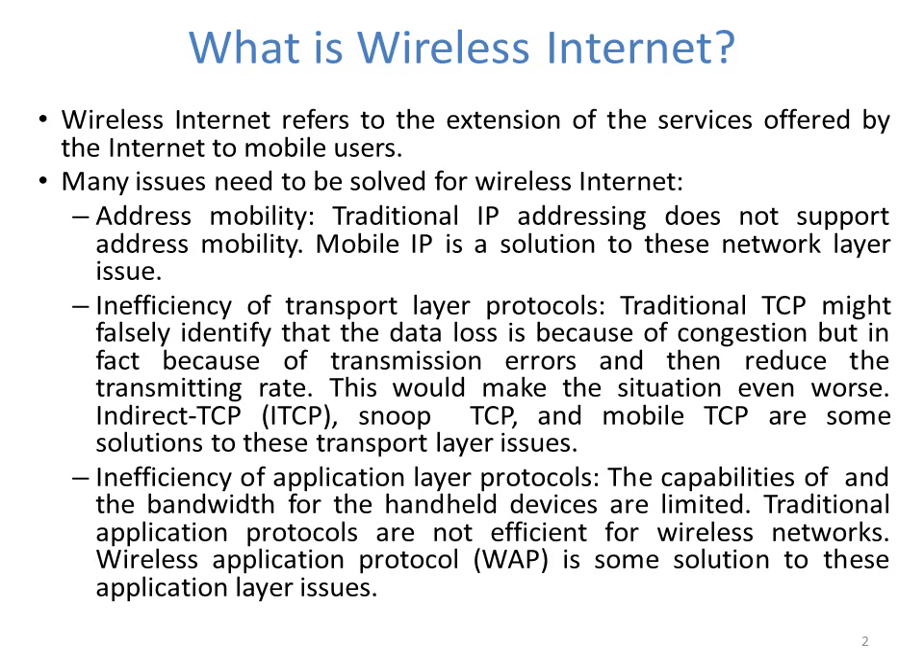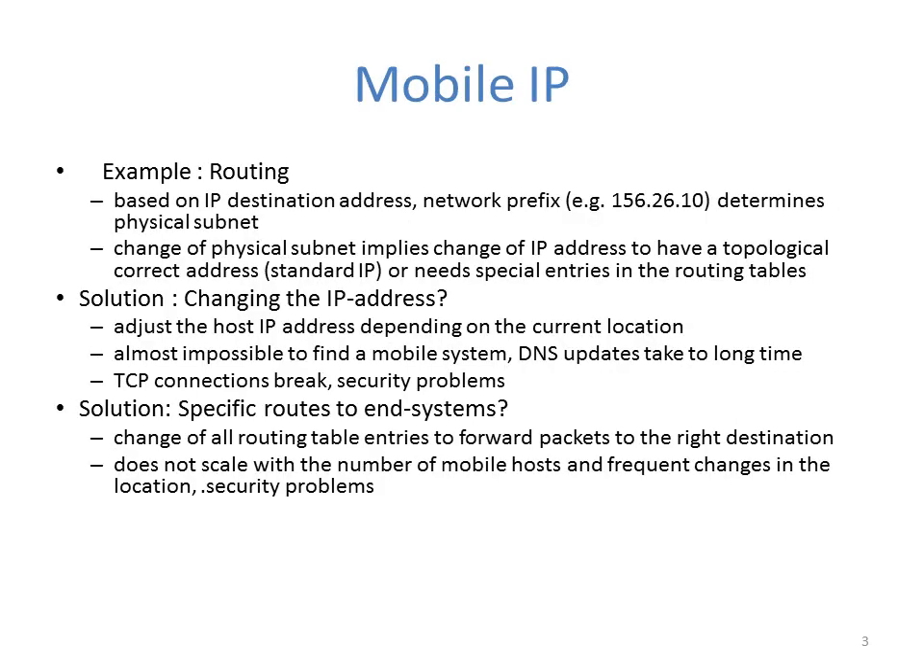Either it may be with respect to address mobility, the inefficiency of transport layer protocols, or the inefficiency of application layer protocols. Based on these three types of issues, we can solve the problems in the wireless internet. Address mobility can be solved by using mobile IP. The inefficiency of the transport protocol can be handled by working with the traditional TCP layer. The inefficiency of the application layer protocol can be solved by using WAP, that is wireless application protocol.